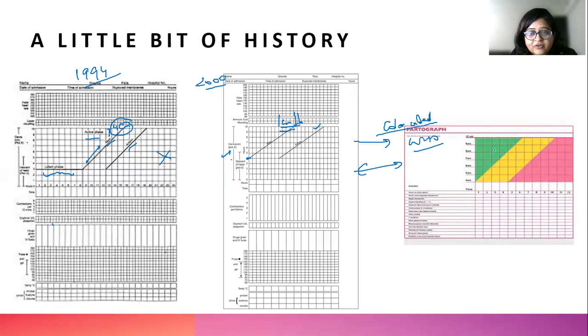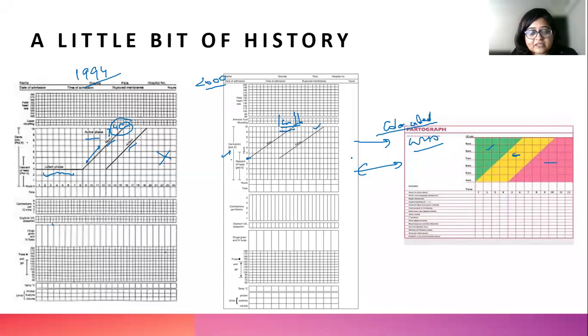So it's easy for midwives or nurses in the primary healthcare centers to identify if the patient is falling to the left of the alert line, that is green, or in between, this is orange, or to the right, that becomes red. So they know when to take appropriate action.